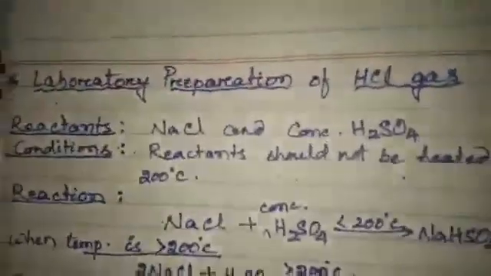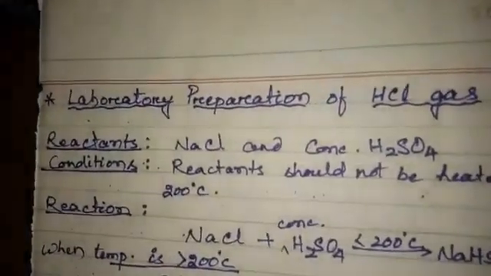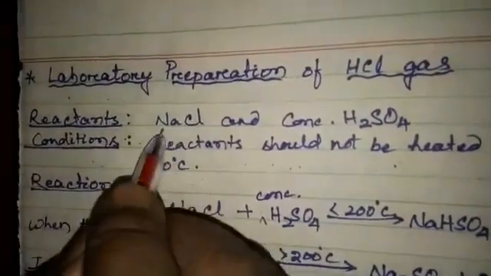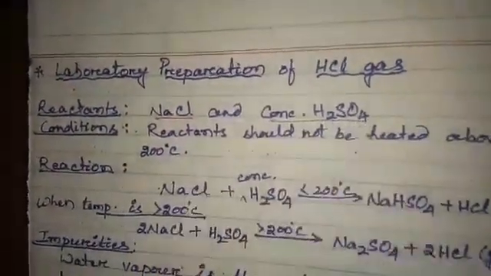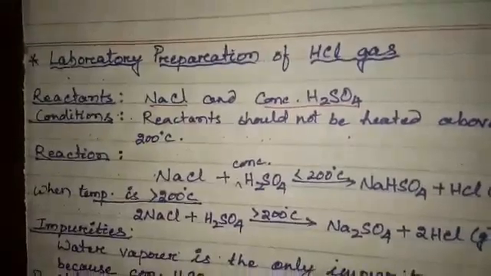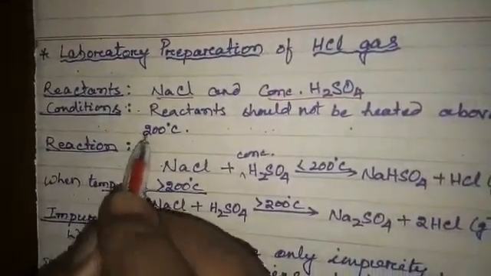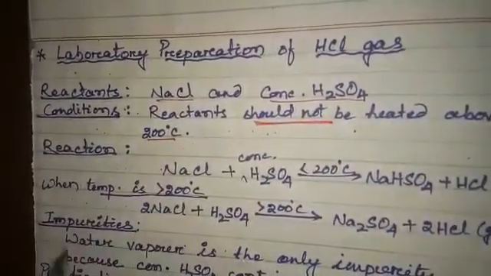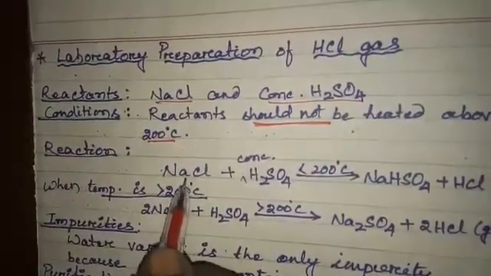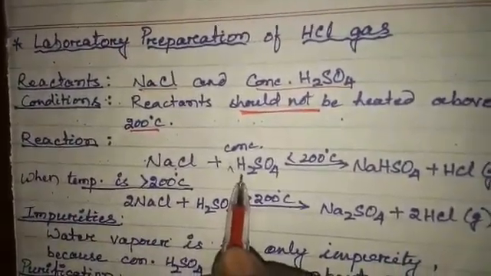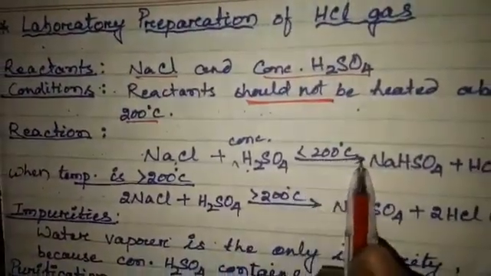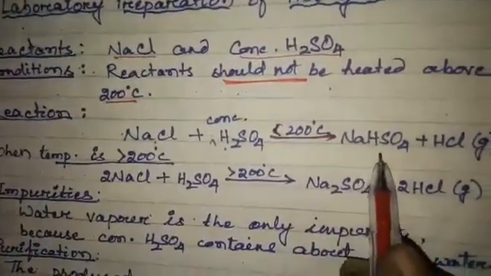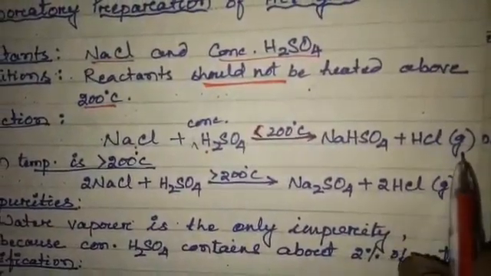Now we will discuss the laboratory preparation of HCl gas. The reactants we take are rock salt, which is sodium chloride, and concentrated sulfuric acid. The condition required is that the reactants should be heated, but most importantly, not above 200 degrees centigrade. So the reaction takes place like this: sodium chloride plus concentrated H2SO4, on the arrow you have to mention less than 200 degrees centigrade, produces sodium hydrogen sulfate plus HCl gas.